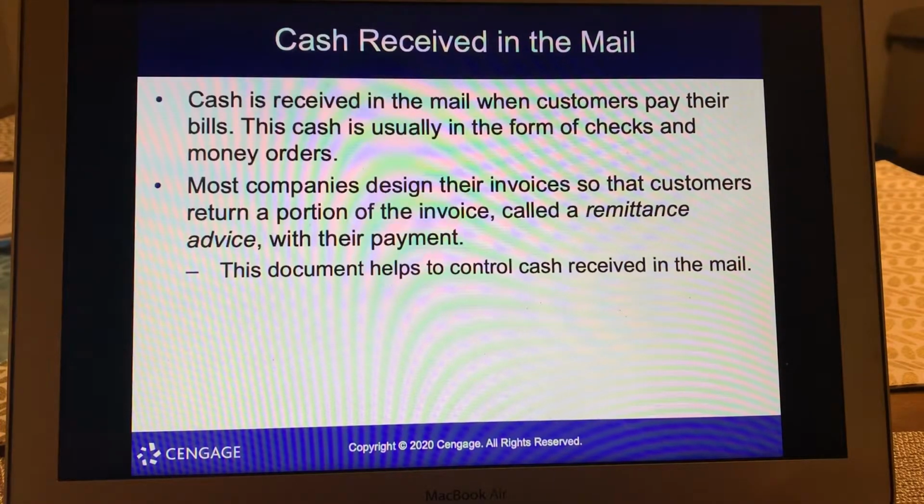Cash is received in the mail. When customers pay their bills, the cash is usually in the form of checks and money orders. Most companies design their invoices so that customers return a portion of the invoice called a remittance advice with their payment. The document helps to control cash received in the mail.